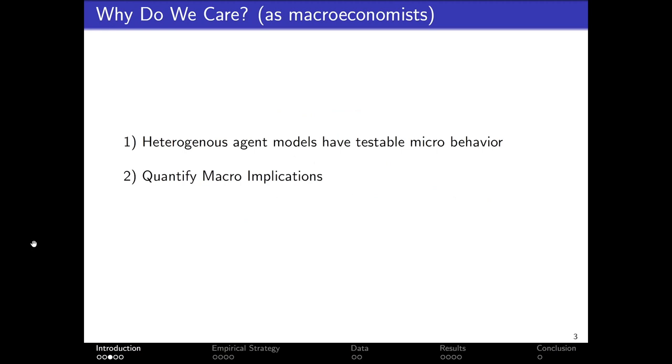In particular, why do we care about heterogeneity in consumption responses? There's this whole new set of heterogeneous agent models that have testable microbehavior. And I guess in particular, one very testable implication is that the households that have high MPCs are those with low liquid wealth. And it'd be useful to be able to test that in very concrete ways, which is what we're able to do in this paper.